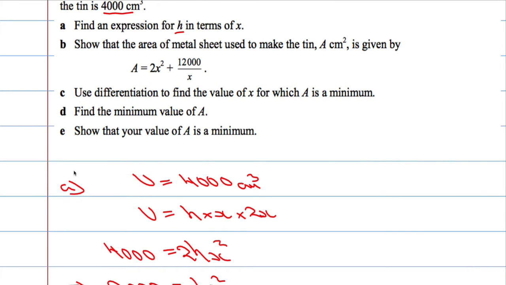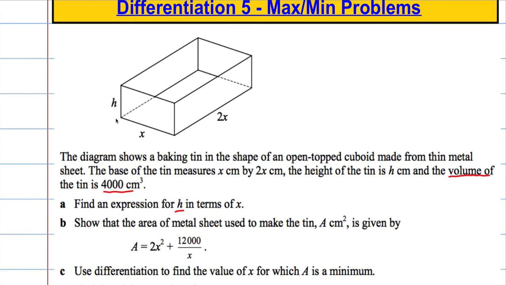Part B is to show that the area of the metal sheet used to make the tin, A, is given by this equation here. A equals 2x squared plus 12,000 over x. Okay. Well, the surface area of this cuboid is going to be h times x here. And then the far side you also have h times x. This face here is going to be 2x times h, 2xh, and then the far side will also be 2xh, and the base of the tin is going to be x times 2x, which is 2x squared.